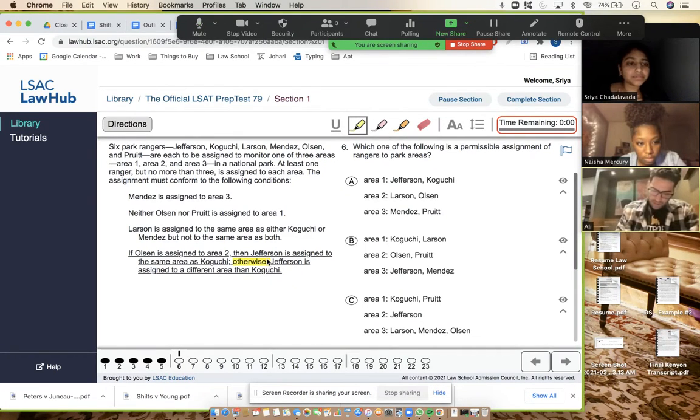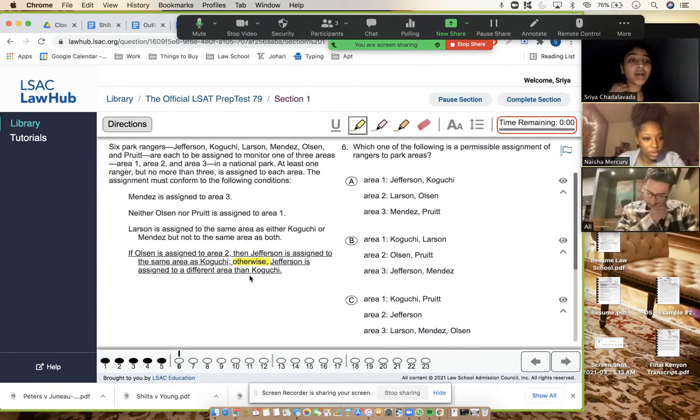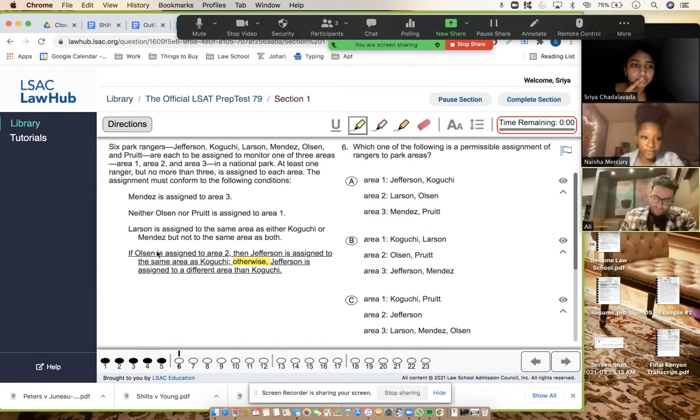So the full rule, what is the full rule? The first part of the rule is, okay, if O is in 2, then J and K are together. That's one part. The second part is otherwise. So that means if O is not in 2, then J and K can't be together. Do you have that written down? That if O is not in 2. So O not in 2 needs to be sufficient. Does that make sense for why? Do I need to put O as not in 2 as sufficient?